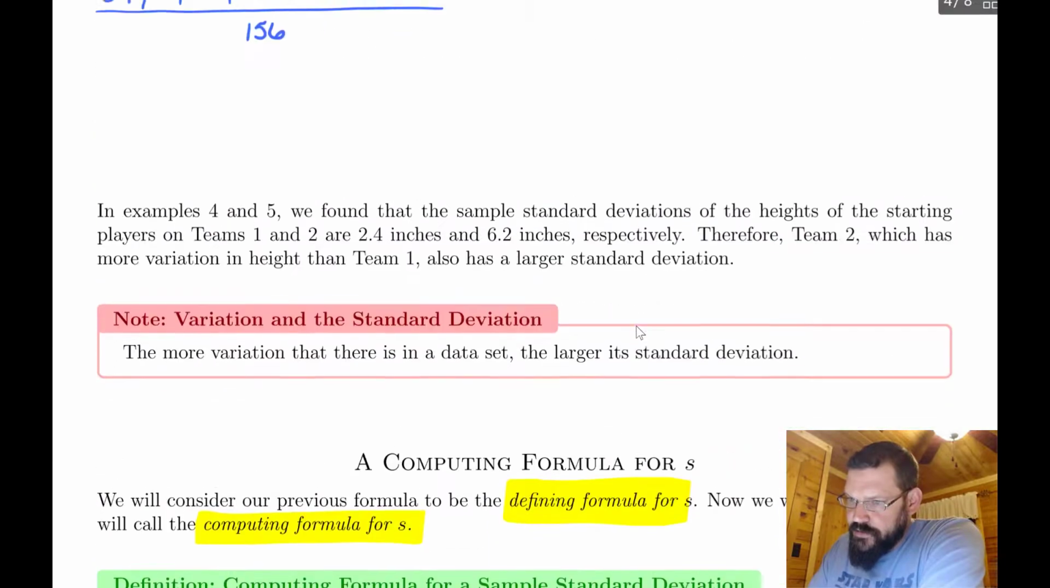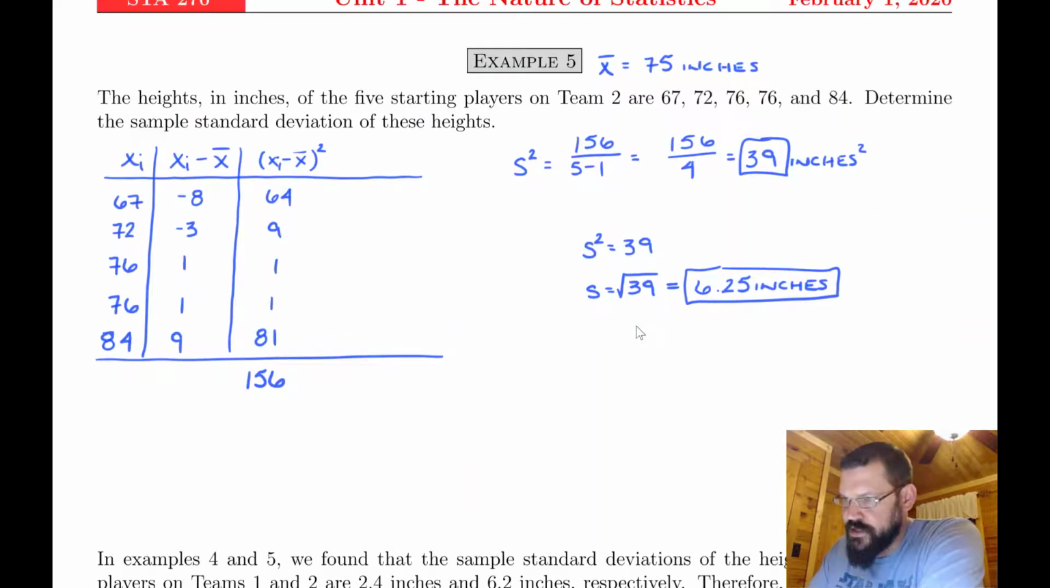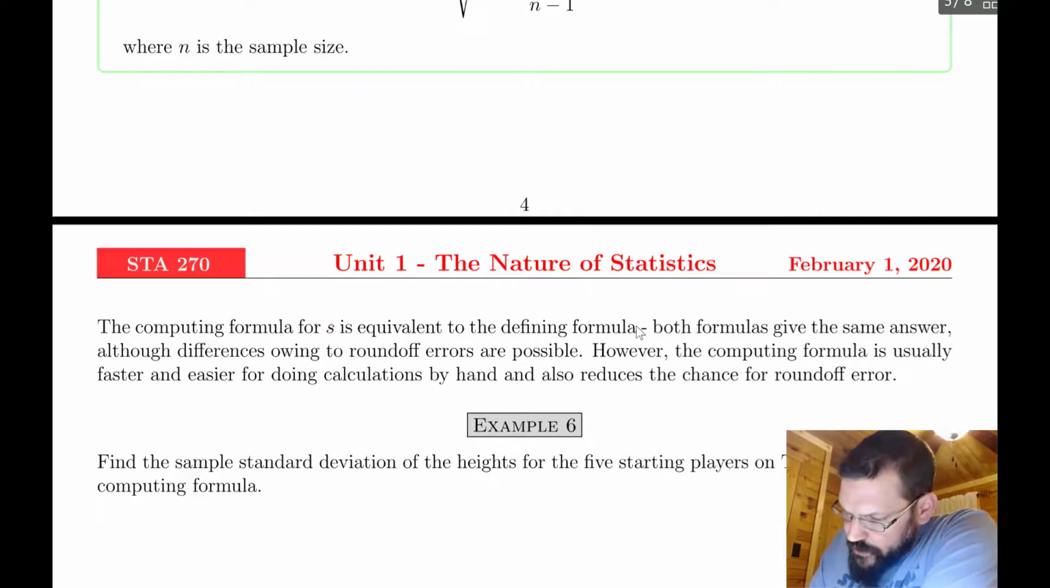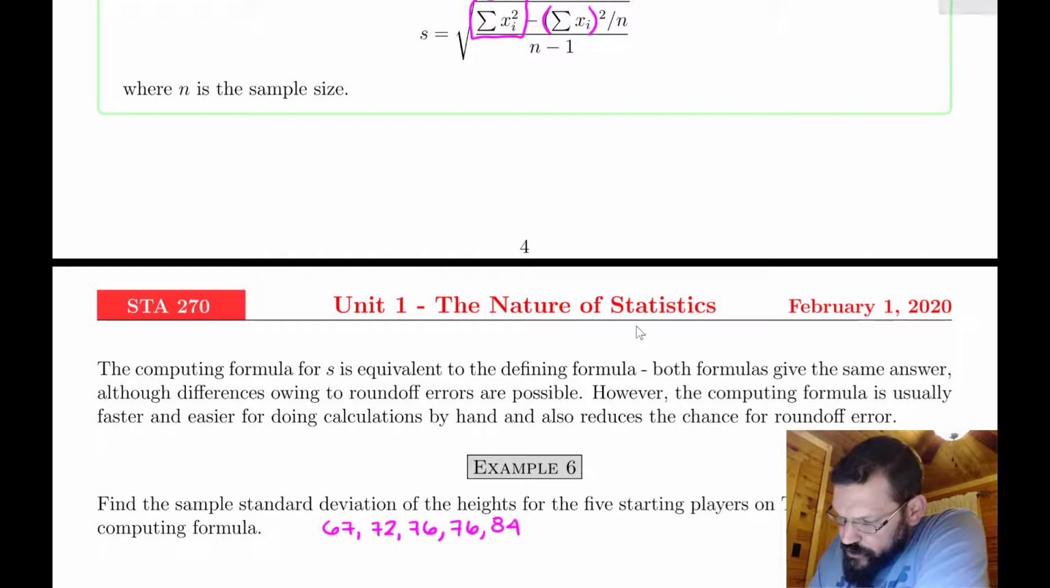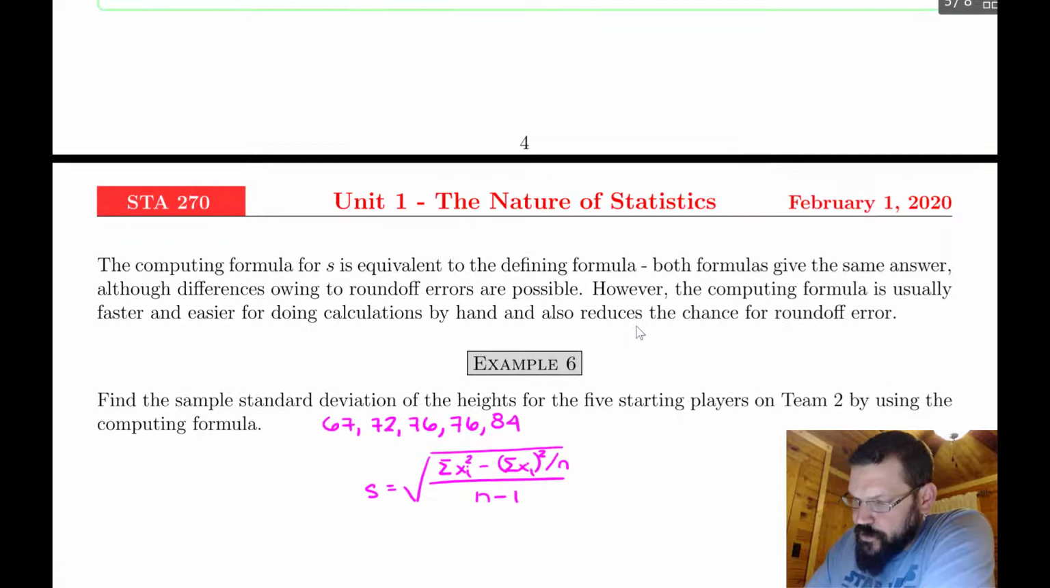So let me write down the heights of the players for team 2, 67, 72, 76, 76, and 84. So there's the heights of our players, and we're going to use the computing formula, which is the sum of all of our data points squared minus... all right, so here we go.